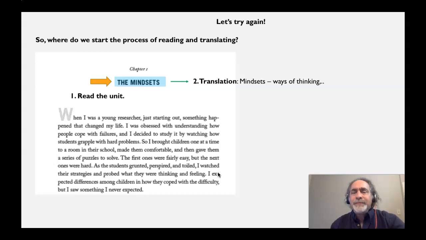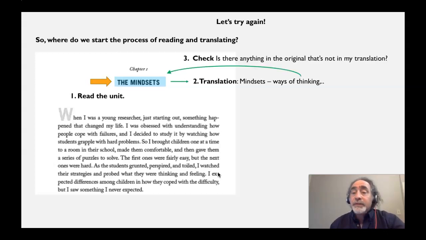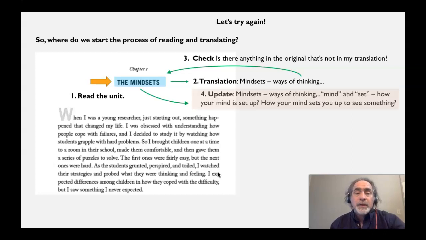What's a mindset? Mindset is a way of thinking, you might say. It's a pretty good translation. Let's check it against the original. Is there anything in the original that's not in my translation? Well, mindsets are a way of thinking, I said, but mindset. I don't have mindset in my translation. Mind and set. What could that mean? How your mind is set up? How your mind sets you up to see something? That would be a good update. A mindset is a way of thinking. It's how your mind sets you up to see something.